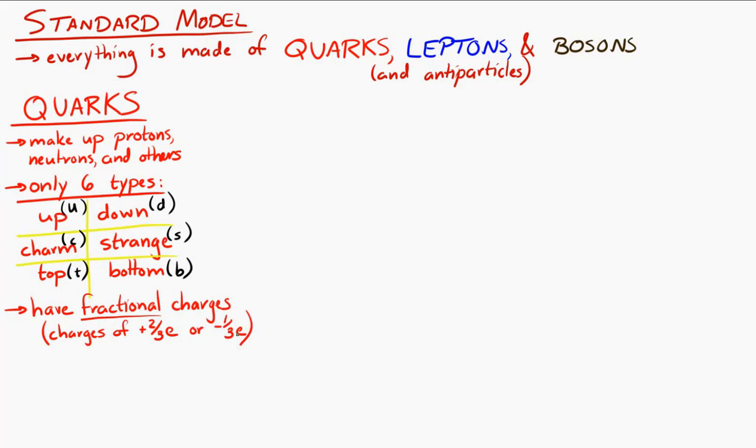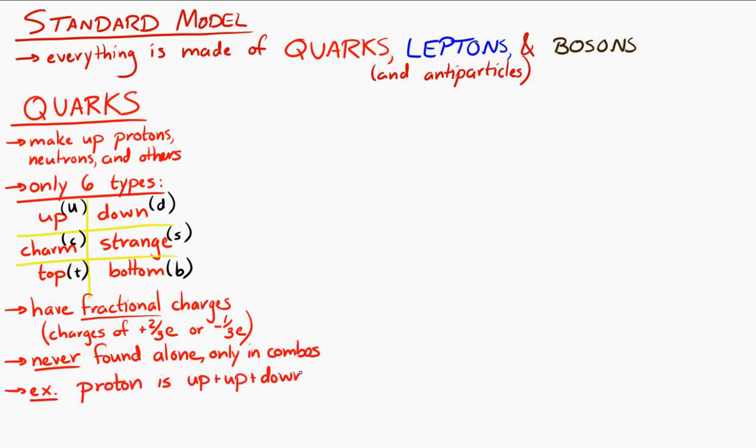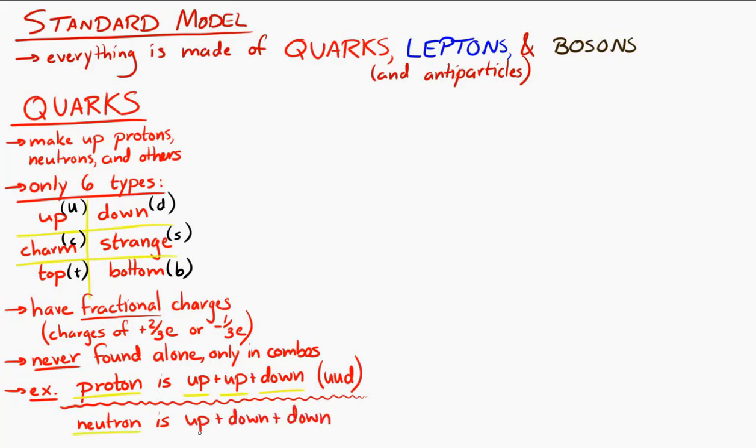Very strange. And they are never found alone. They are only found in combinations. You only see quarks with other quarks. So for example, a proton. It turns out a proton is not a fundamental particle. A proton is made up of quarks. A proton is made up of an up quark, an up quark, and a down quark. So it's often represented as UUD, up, up, down. A neutron, turns out, is made up of an up quark, a down quark, and another down quark. So a neutron is really UDD. And there are many other particles that are made up of quarks.